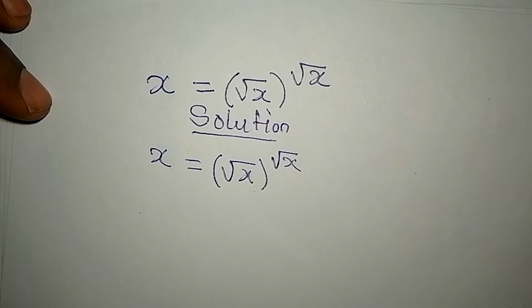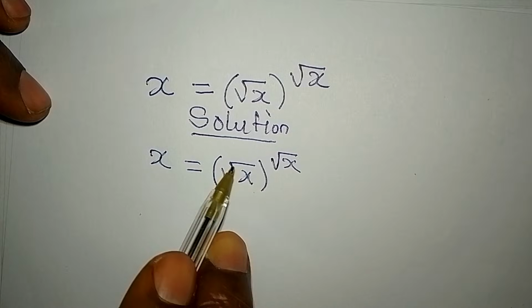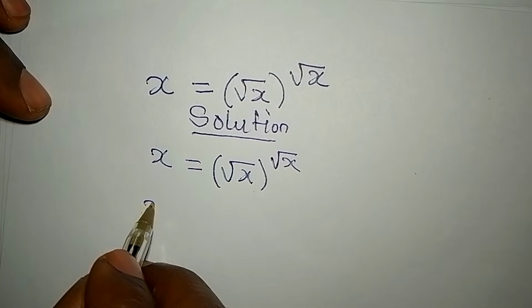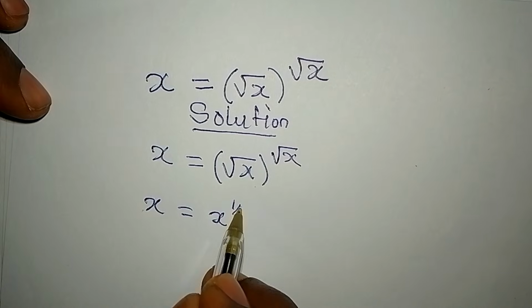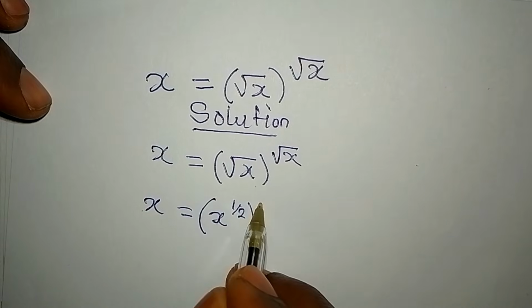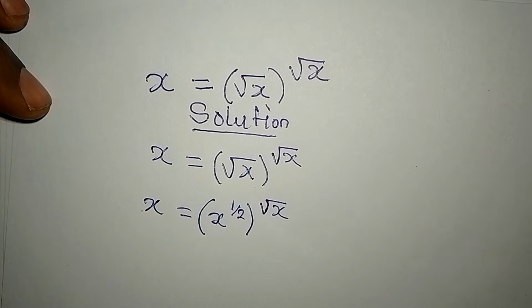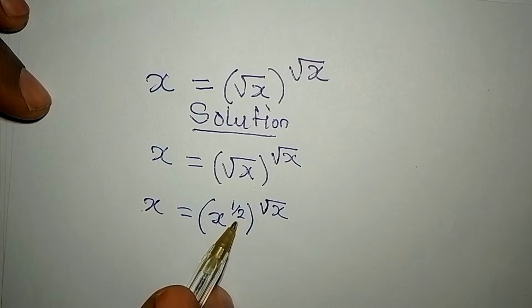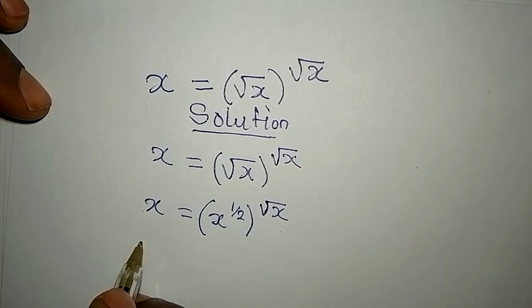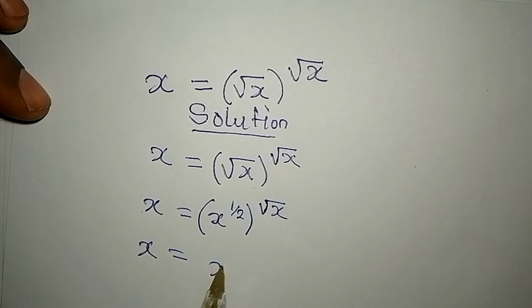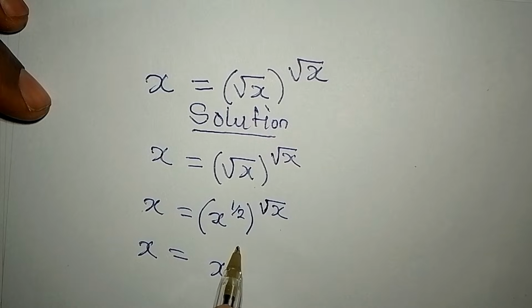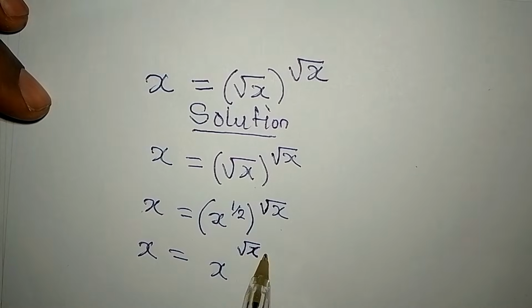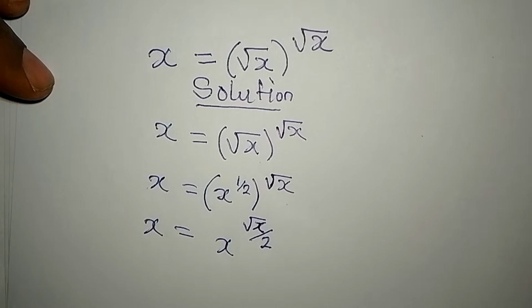And let's get started. From here, I want to pick this square root of x so that our x will be equal to... Square root of x is the same thing as x to the power of 1 over 2. So this is to the power of square root of x. Now, from here, we can decide to open this bracket so that this power will multiply this power, and then we have x equal to x. Then the power will now be half multiplied by square root of x, which will give us square root of x over 2. Okay, so this is what we have.